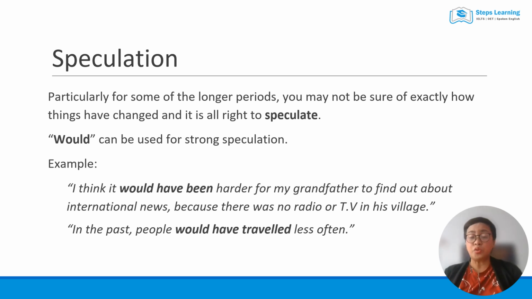Now let's go to speculation. Particularly for some of the longer periods, you may not be sure exactly how things have changed, but it's all right to speculate. Would can be used for strong speculation. Example, I think it would have been harder for my grandfather to find out about the international news because there was no radio or TV in his village. In the past, people would have traveled less often.